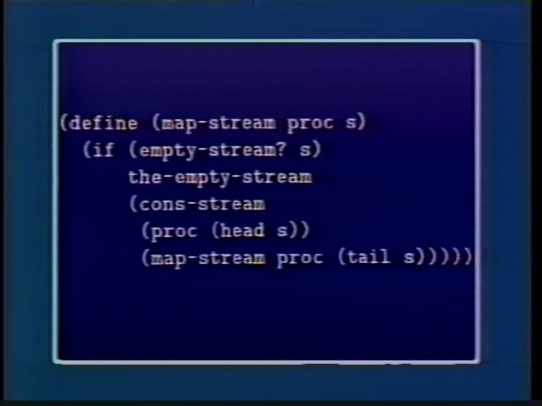This is the procedure map that we did with lists, and you see it's exactly map except we're testing for empty stream. Oh, I forgot to mention that. Empty stream is like the null test. So if it's empty, we generate the empty stream. Otherwise, we form a new stream whose first element is the procedure applied to the head of the stream and whose rest is gotten by mapping along with the procedure down the tail of the stream. So that looks exactly like the map procedure we looked at before.